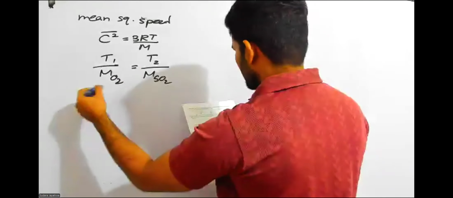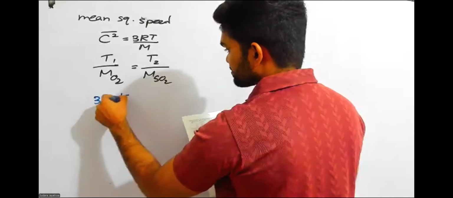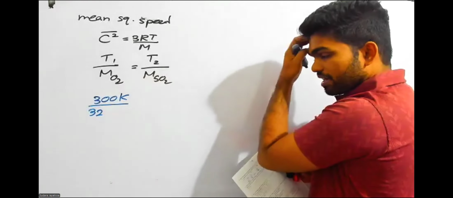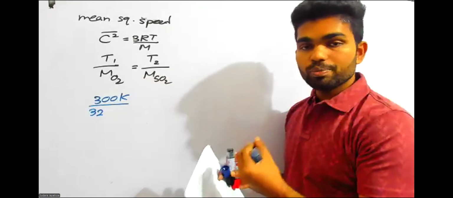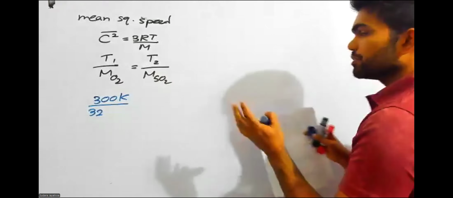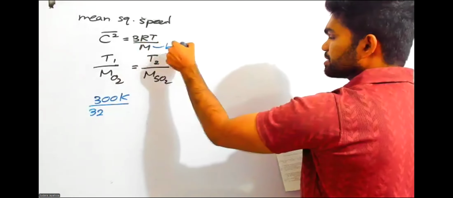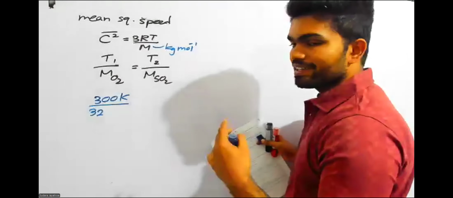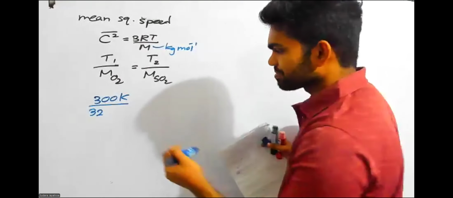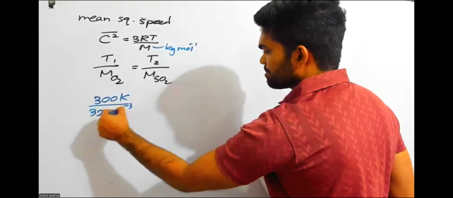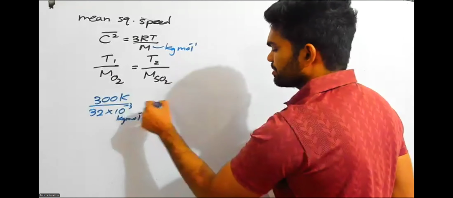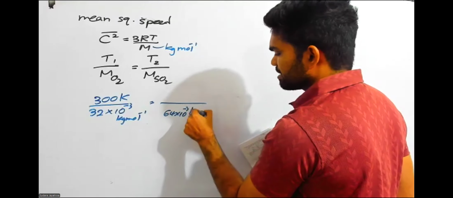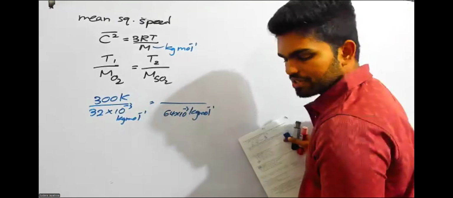Anyway, it's fine. It is 27 Celsius, which means 300 Kelvin. And this O2 molar mass is 32. But don't substitute 32 here. For this equation, the molar mass should be in kilogram per mole, because it is derived using SI equations. But when we get both in kilograms per mole, that unit will get cancelled. For example, 32 into 10 to the power minus 3 kilogram per mole, and on the other side it will be 64 into 10 to the power minus 3 kilogram per mole. So that gets cancelled. So don't worry about that one.